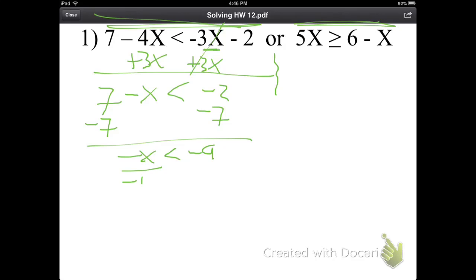And you get rid of the negative by dividing by negative 1. Since I divided by a negative, I need to switch the direction of my inequality sign. And that becomes x greater than 9.